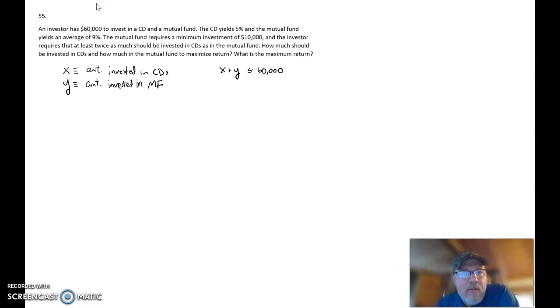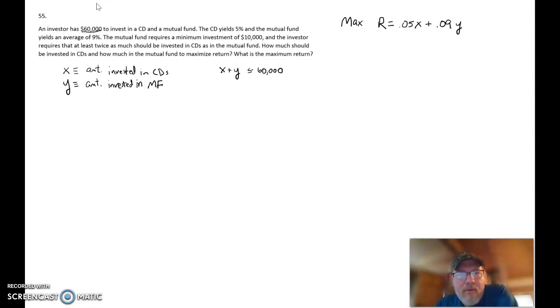The CD yields 5%. The mutual fund yields an average of 9%. So your return on your investment, you're actually trying to maximize your return. We'll call that R. And that is 0.05, or 5%, of the amount you invest in CDs, X, plus 9% of the amount you invest in mutual funds, Y. And this is annual return, 5% annual return in the CDs, 9% annual return on the mutual fund. So X plus Y has to be less than or equal to 60,000 because that's all we have to play with here.